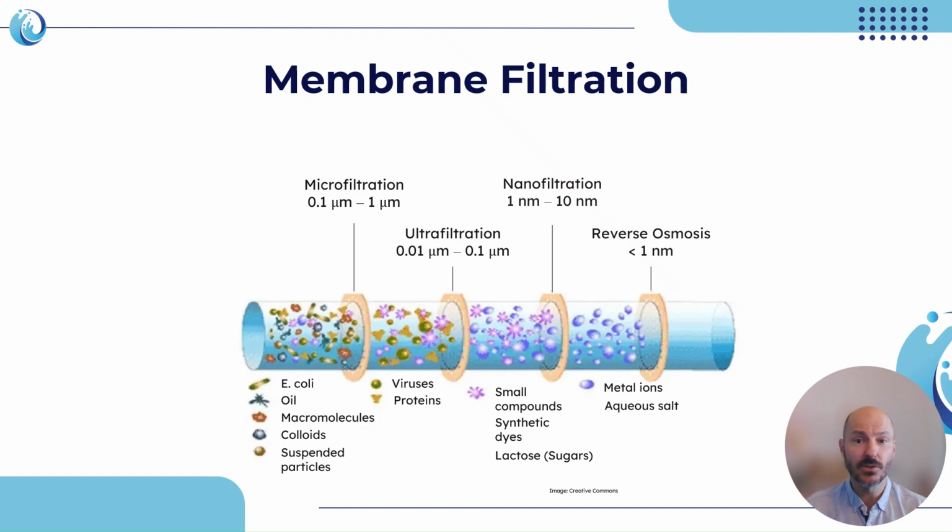Reverse osmosis uses the densest membranes with pores less than 1 nanometer, allowing only water molecules to pass. Under high pressure, reverse osmosis removes nearly all dissolved salts, metals, organic compounds, and pathogens. It provides complete physical, chemical, and biological purification, producing high-purity water suitable for reuse or discharge into sensitive environments.